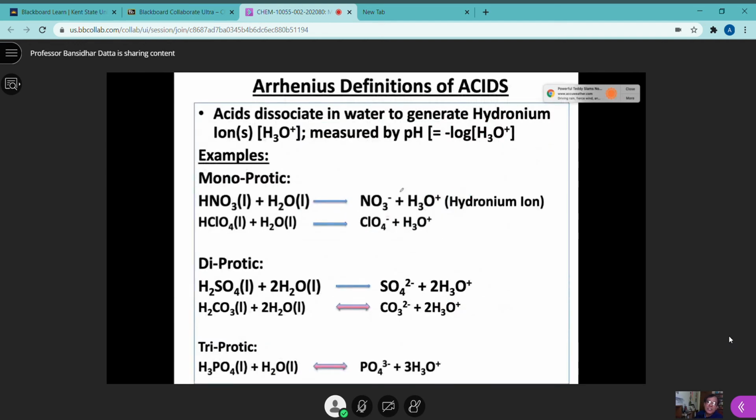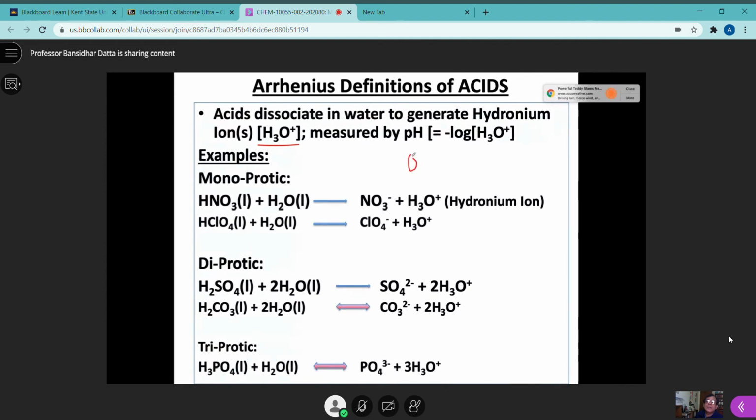So the definition of acids. How to define an acid? Here comes the question that someone asked you, how do you know strong acid, weak acid? The first one was defined in the 1860s by the scientist called Arrhenius. Arrhenius' definition of acids is as follows. Acids dissociate in water to generate H plus proton that binds the water, making the hydronium ion. It is measured by the pH, which is the negative log of the concentration of hydronium ion.